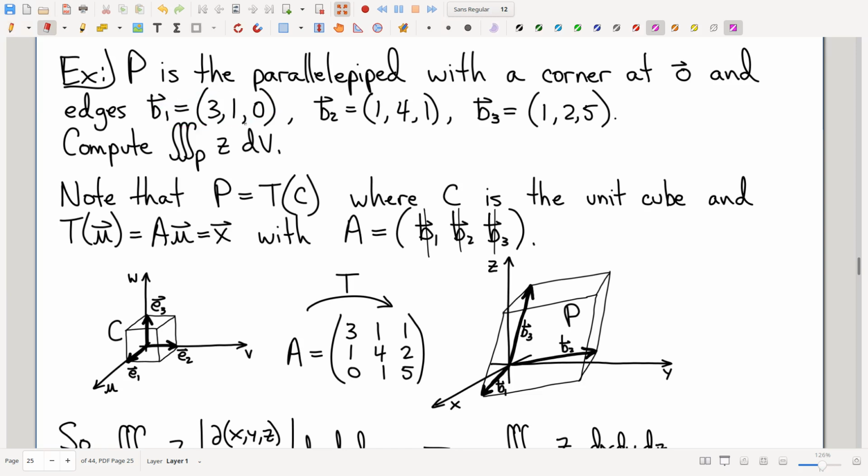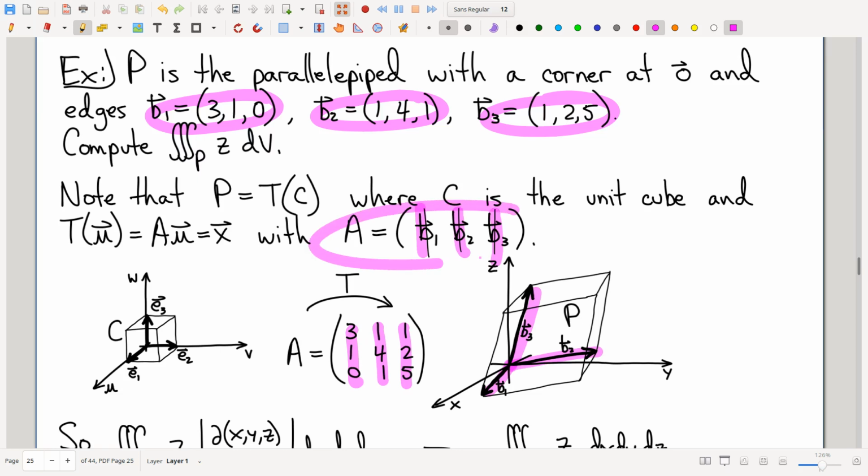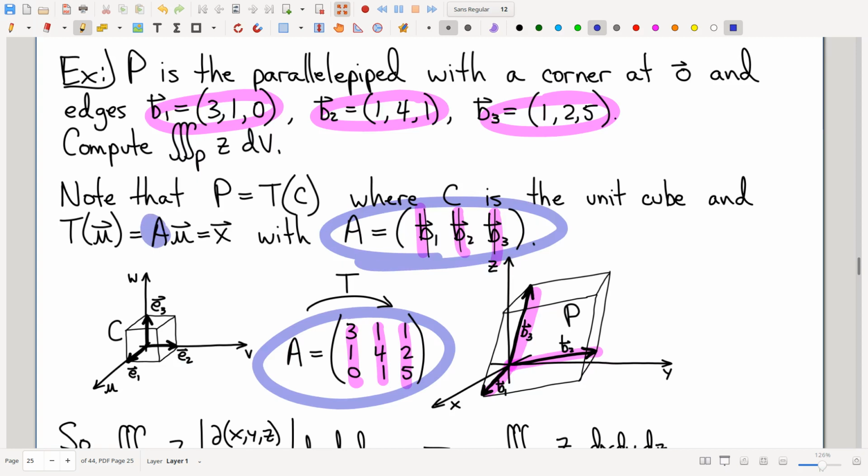Oh, whoops, wrong color. Take your given edge vectors that represent your parallelepiped and make those the columns of a matrix, as I've done here. Right? Let me highlight this more carefully. Make those the columns of a matrix. Use that matrix to define your linear transformation. And that's going to be super convenient as a change of variables function, as it turns out.